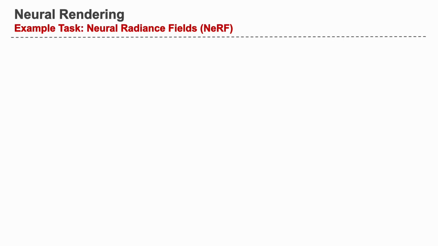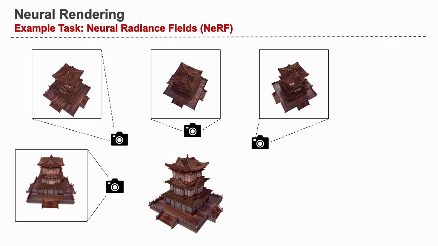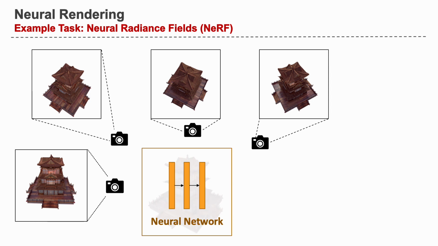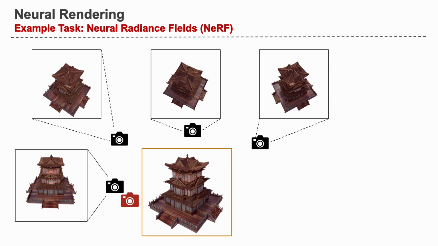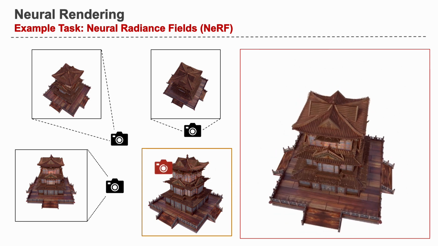Neural rendering is a new and exciting technique that generates photorealistic images using deep neural networks. For example, in NeRF, we begin by capturing photos from various viewpoints. These photos serve as the training dataset for the neural network that represents the 3D space. Once the network is trained, the NeRF model can generate the images from any viewpoint.